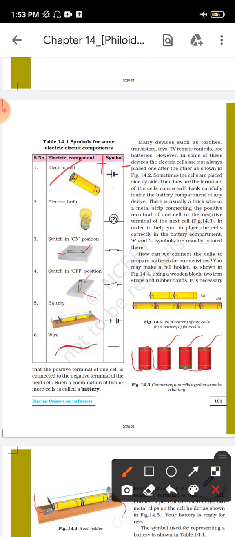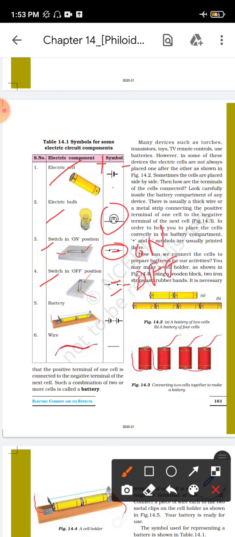Okay, now second one is for electric bulb. This is the symbol for electric bulb. Okay, and third one is the switch in on position. This is the switch in on position. Here you can see this figure. And fourth one is switch in off position. As you can see, this is not connected. Okay, this is not connected with this. So it is in off position and here it is connected, so the current is flowing through it. So it is in on position and this is in off position.